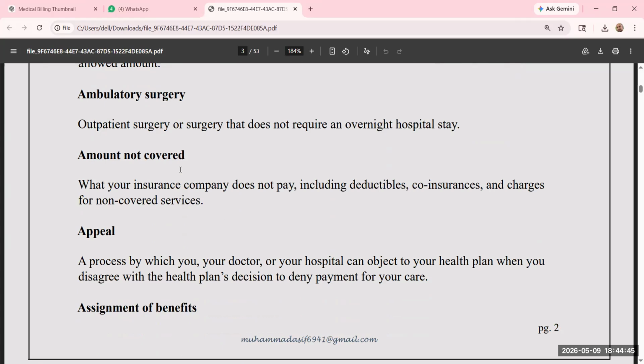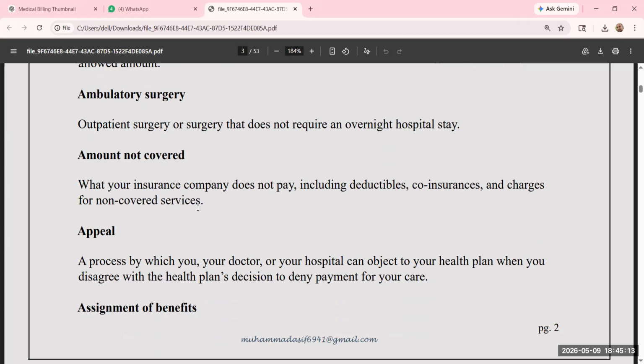Amount not covered: this term comes up when you are checking the forms. It is what your insurance company does not pay, including deductibles, co-insurance, or charges for non-covered services. So, for example, the insurance company does not pay the deductible, co-insurance, charges, or any amount that is considered not covered.